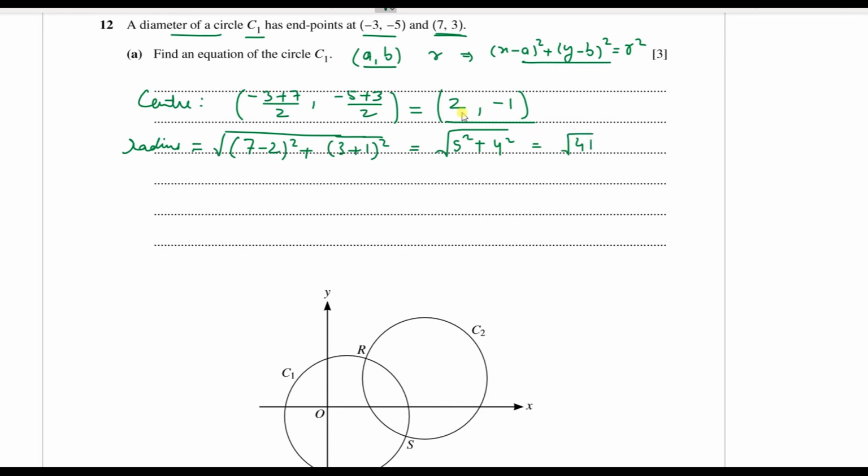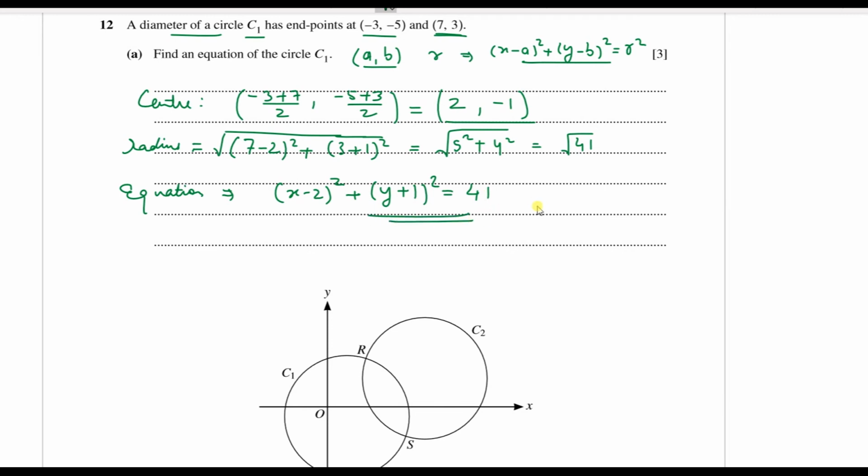Now we have both. So the equation of the circle will be x minus 2 whole square plus y minus minus 1, that is plus 1 whole square, is equal to root 41 square, which is 41. So this is the equation of circle C1.